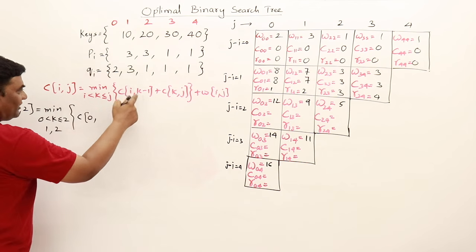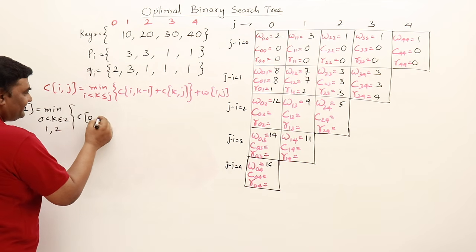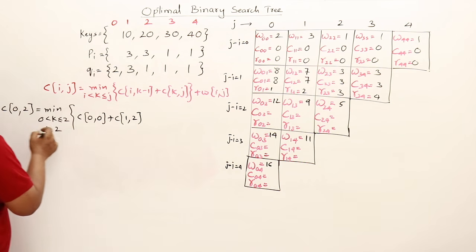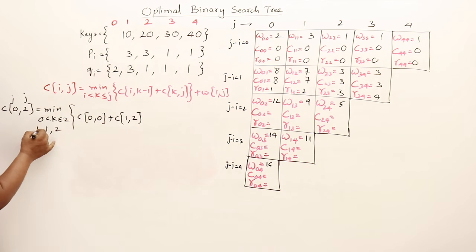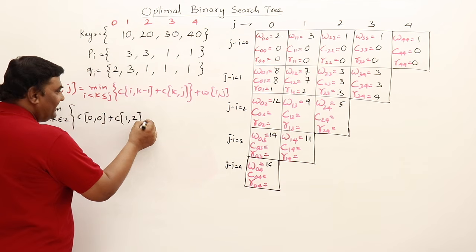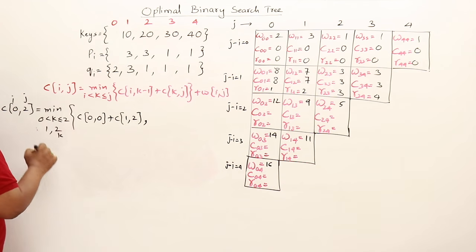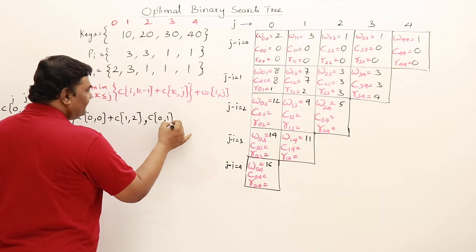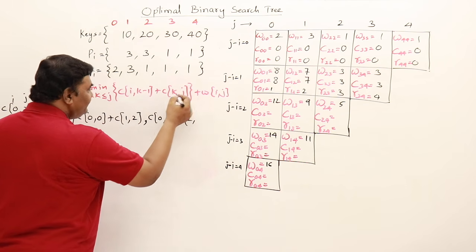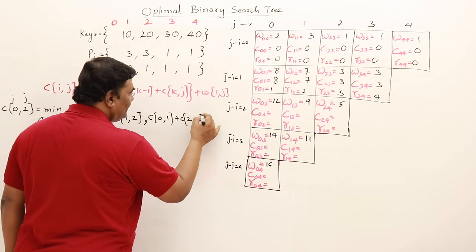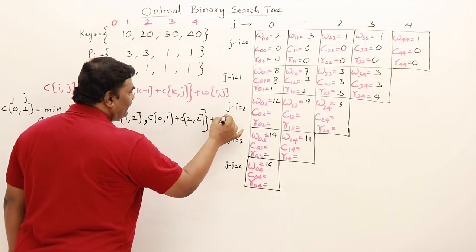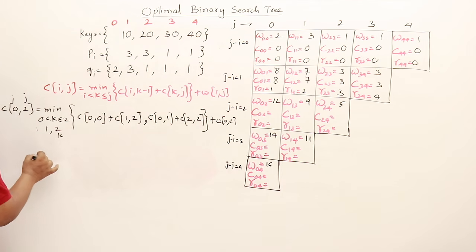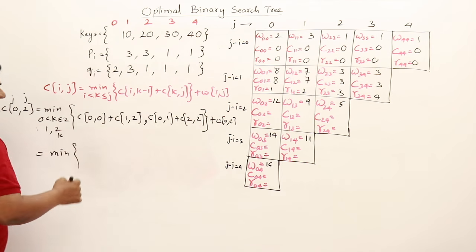So let us take C of 0 comma k as 1, that is 1 minus 1 is 0, plus C of k, that is 1 comma 2. This is i, this is j, remember this, and right now k is 1. So this I have finished. Now k as 2: in this one you substitute 2 here. C of 0, 2 minus 1 is 1, plus C of 2 comma j, that is 2 comma 2. Then outside this, weight of 0 comma 2. So let us substitute the values and see the minimum.